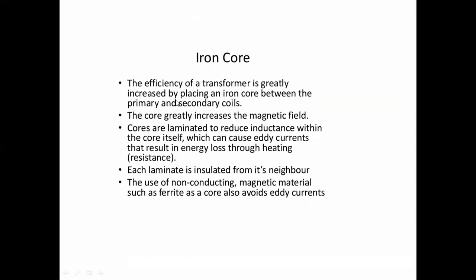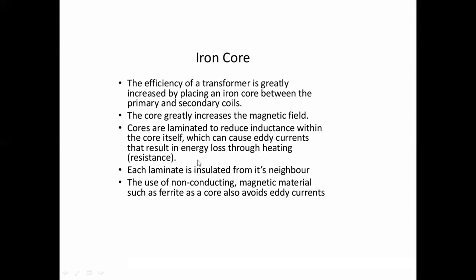Okay. Iron core, it increases the efficiency of the transformer. Okay, because it will keep the flux concentrated within the region. It will transfer maximum flux of the primary to the secondary. Flux leakage will be minimized. It should be a properly shaped iron core. Okay, so increasing the magnetic field, cores are laminated to reduce the eddy current loss, because current will be induced in the core itself, because the core is also a conductor.